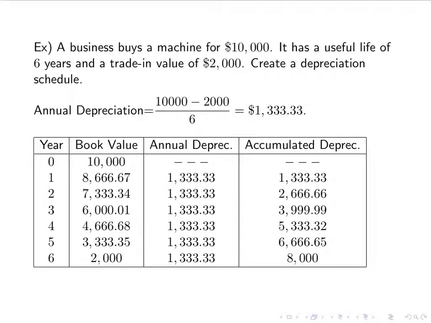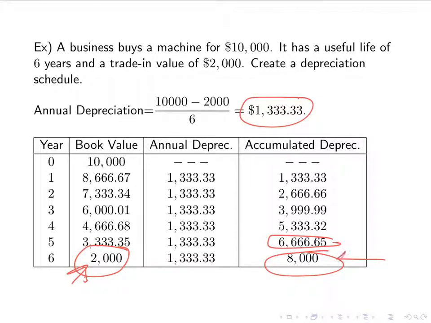So, again, if you notice, I didn't actually add $1,333.33 because this plus this does not equal 8,000. But I know that my book value plus my accumulated depreciation must equal the 10,000. I know that this guy has to be my trade-in value. So therefore, this guy here must be 8,000. So what happens is my annual depreciation for year 6 is going to change. So what number do I have to either subtract from $3,333.35 to get 2,000, or I can think of it as what number do I have to add to $6,666.65 to get to 8,000?